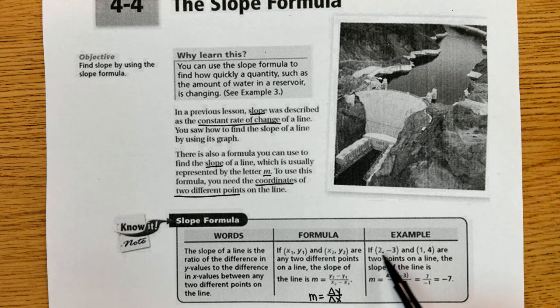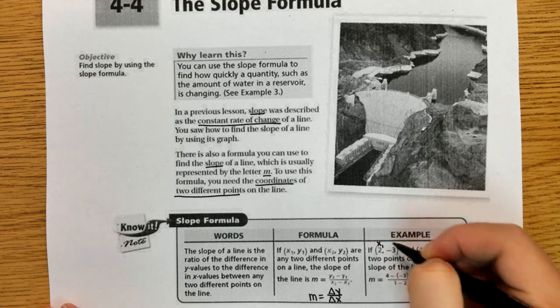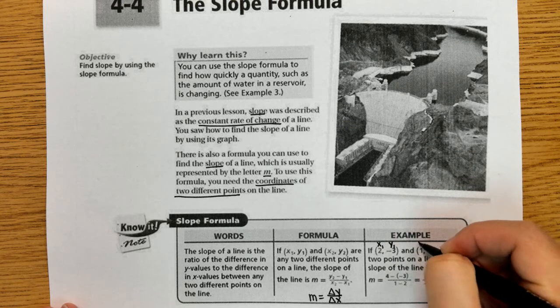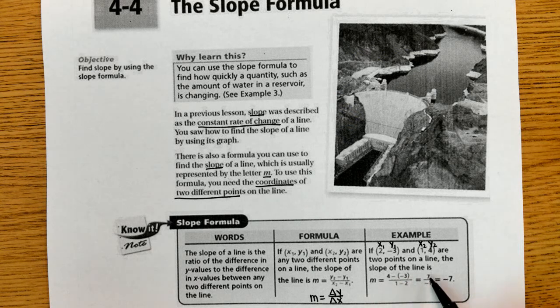So an example: 2, negative 3, and 1, 4. So my first coordinate is 2, negative 3. So this is my x1, y1, and then this is my x2, y2. So we took our change in y, so 4 minus negative 3, and then in the bottom, 1 minus 2. So 4 minus negative 3, minus a negative becomes adding a positive, so 4 plus 3 gives us 7, and then 1 minus 2 is negative 1. So 7 divided by negative 1 gives us negative 7.